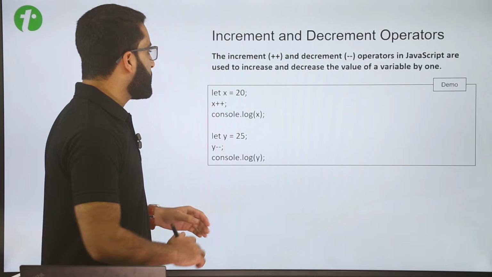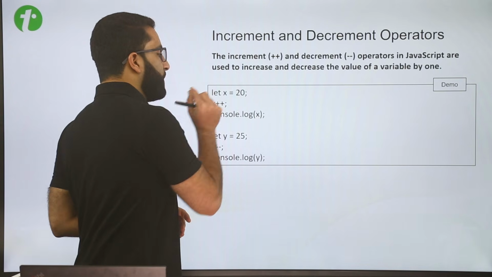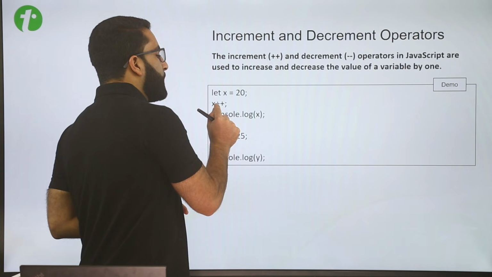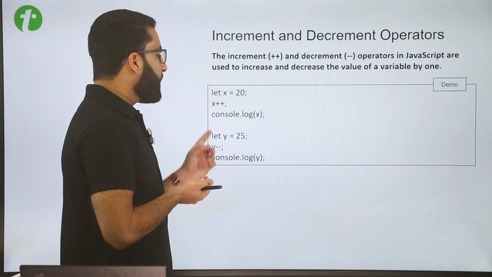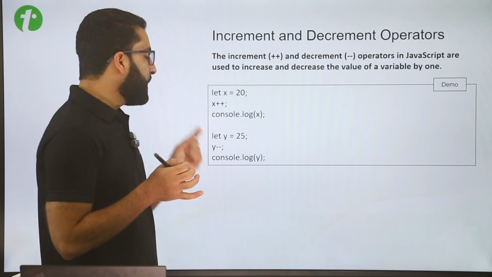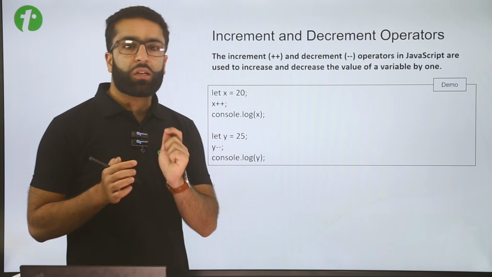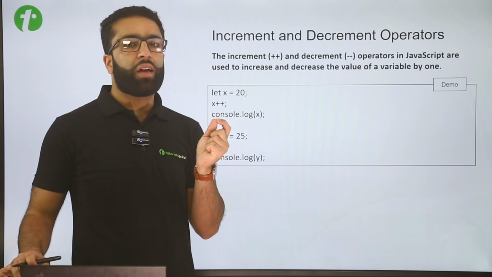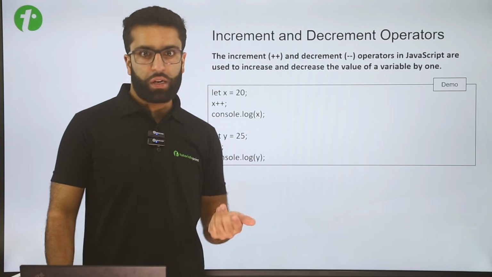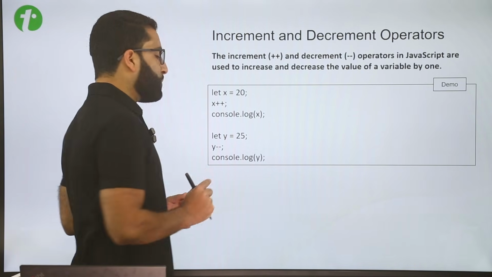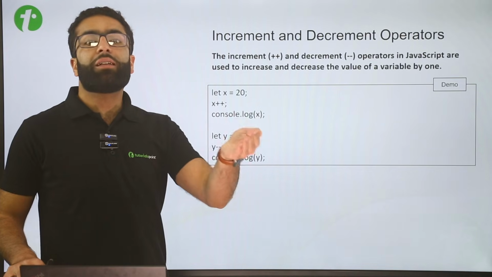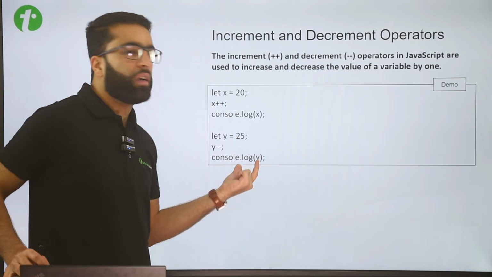As you can see in this example, I have an x variable which is equal to 20. And then after that, I am saying x plus plus, and then I'm console.logging the value of x. What do you think will happen? Well, here is the thing. X plus plus means take the original value of x and increment it by 1, or add 1 to it. Similarly, minus minus means take the original value of y, which is 25, and subtract 1 from it. So y will become 24.